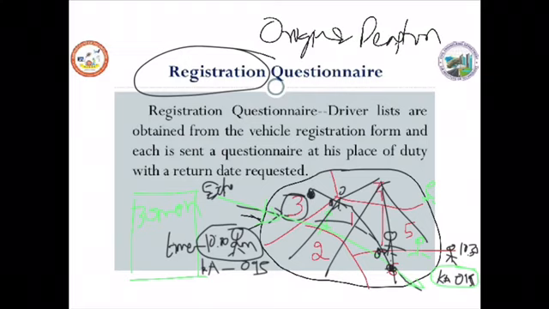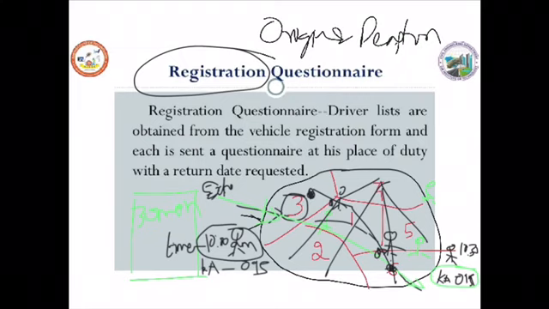Secondly, here it may not be possible for the observer to note down the registration number of all the vehicles passing in front of him. He may miss some of the vehicles. To resort to this, we adopt the sampling technique, similarly to how we did for the household interview and roadside interview surveys. In the registration questionnaire survey also, the sampling technique will be adopted.